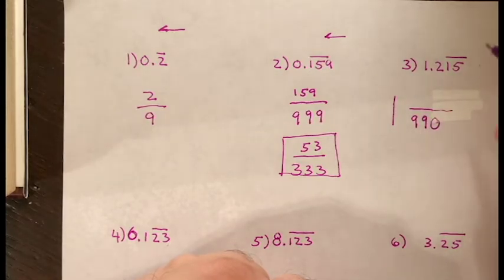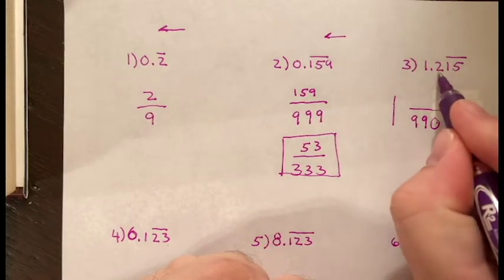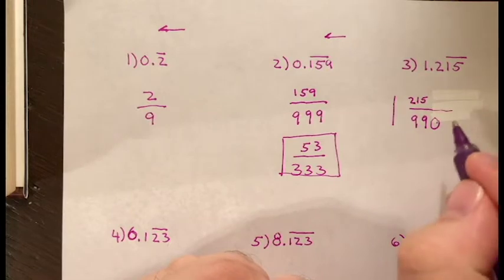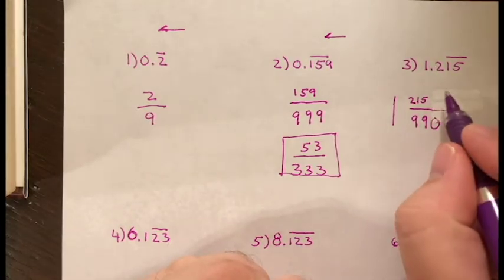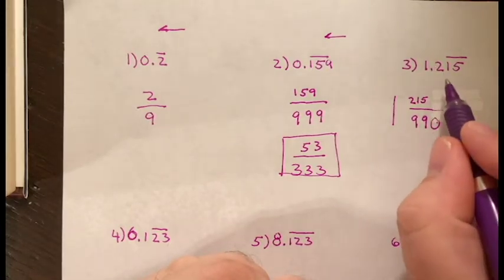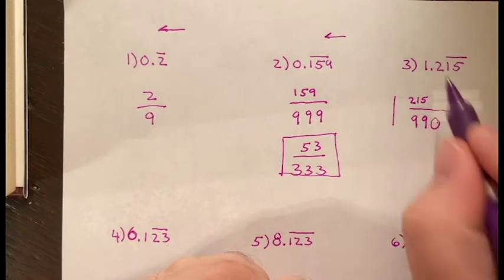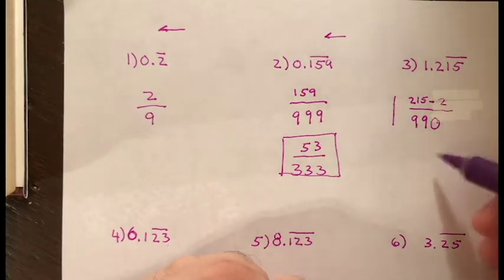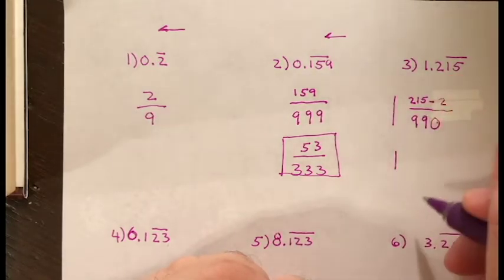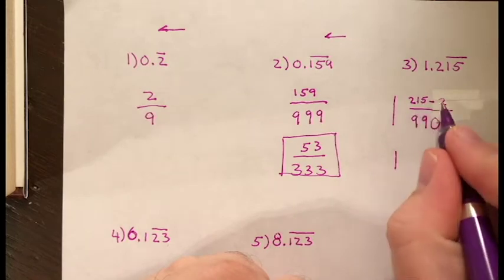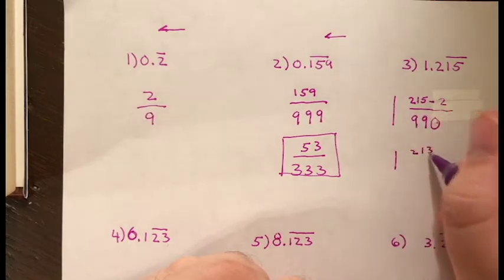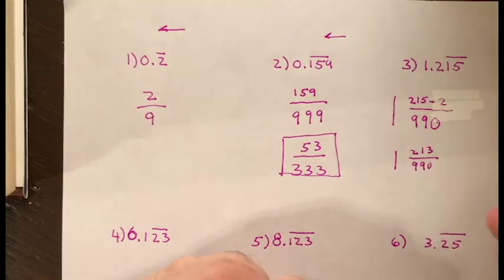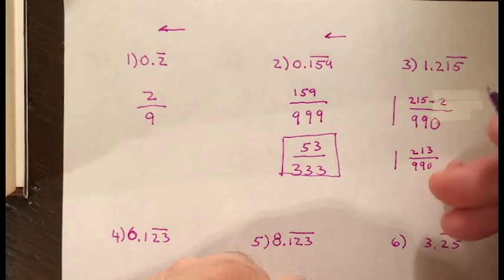So step 3, it says take the digits of the entire decimal. So all of these, 2, 1, 5. And it says subtract it by the digits without a bar over it. So notice that the only number that I don't have a bar over it is 2. So I'm going to subtract it by 2. So let's bring this down. I'm going to keep my whole number. 215 minus 2 gives me 213 all over 990. So this is my unsimplified fraction.